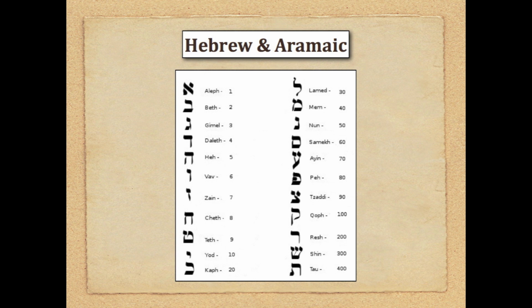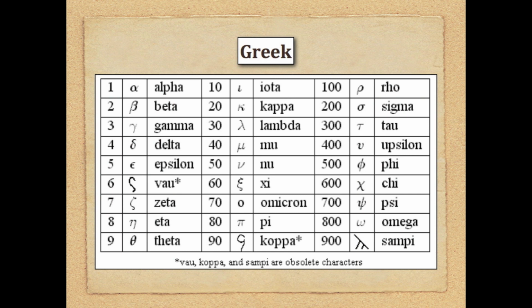Hebrew and Aramaic used the same alphabet, and so they used the same number set. Unlike Latin, every letter in the Hebrew and Aramaic alphabets had a numerical value. Basically, the first 10 letters of the alphabet, Aleph through Yod, represented 1 through 10. The second 10 letters, Kaf through Kof, represented 20 through 100, and the final 4 letters, Resh through Tau, represented 200 through 400. The Greek system was very similar to the one used in Hebrew and Aramaic.